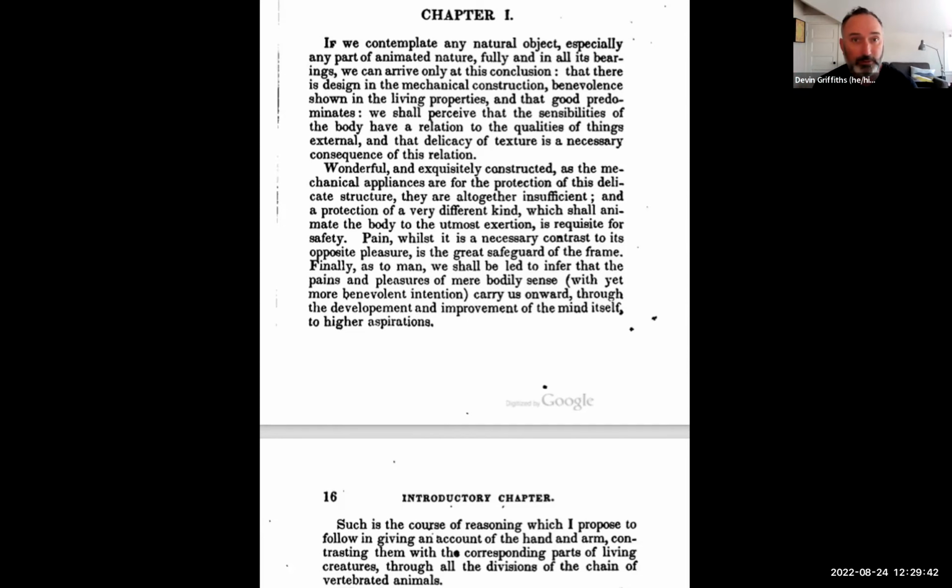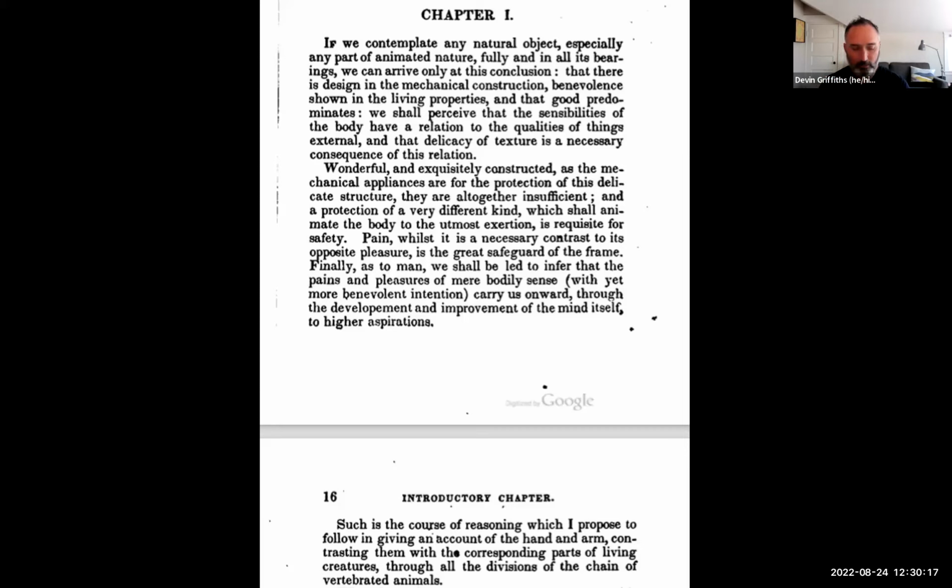As he puts it, wonderful and exquisitely constructed as the mechanical appliances are for the protection of this delicate structure, they are altogether insufficient. And a protection of a very different kind, which shall animate the body to the utmost exertion, is requisite for safety. Pain, whilst it is a necessary contrast to its opposite pleasure, is the great safeguard of the frame. Finally, as to man, we should be led to infer that the pains and pleasures of the mere bodily sense, with yet more benevolent intention, carry us onward through the development and improvement of the mind itself into higher aspirations.